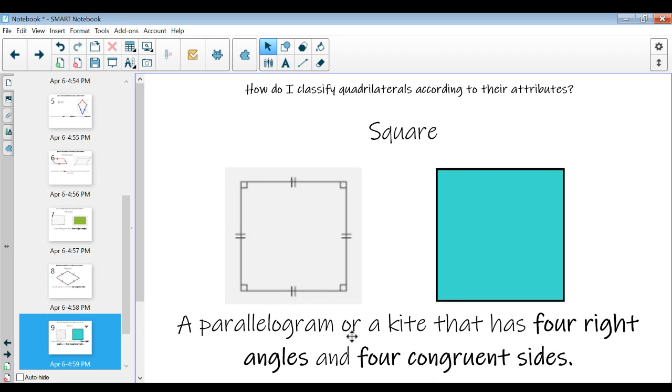And then we have the square. The square is a type of parallelogram. It's a type of kite that has 4 right angles and all sides congruent. It's a rectangle and it's a rhombus put together. So it has opposite sides congruent, all opposite sides parallel, all sides congruent, and 4 right angles.